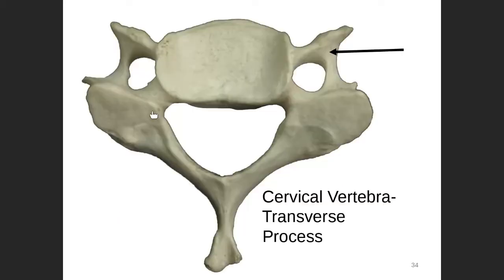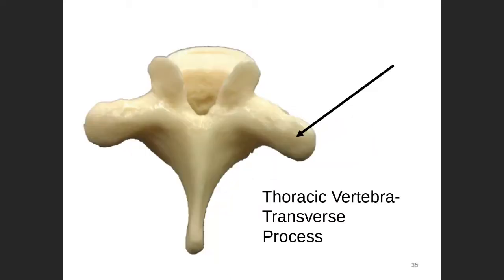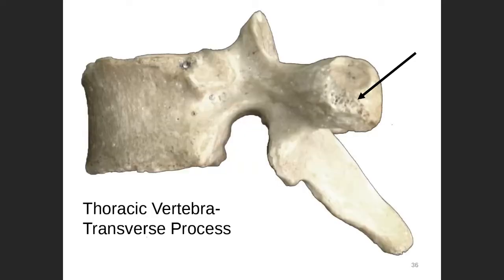Typical cervical vertebrae, there it is. Here, here. And then you can see the transverse process here from the posterior view of a thoracic vertebra. You don't have this one in your book, but you do have this one. There's the lateral view of the transverse process.